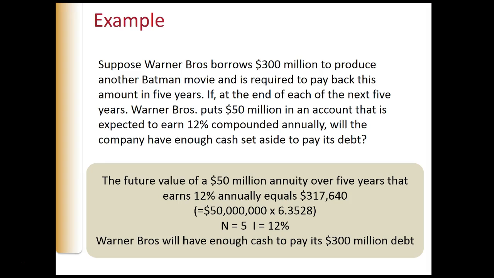We're going to go to Table 3. The payment is $50 million with a period of 5 years, an interest rate of 12%. We'll take the factor 6.3528. So if we put in $50 million each year over 5 years, that gives us $317,640. I think I missed some zeros there. $317,640,000. Warner Brothers will have enough to pay the $300 million debt.